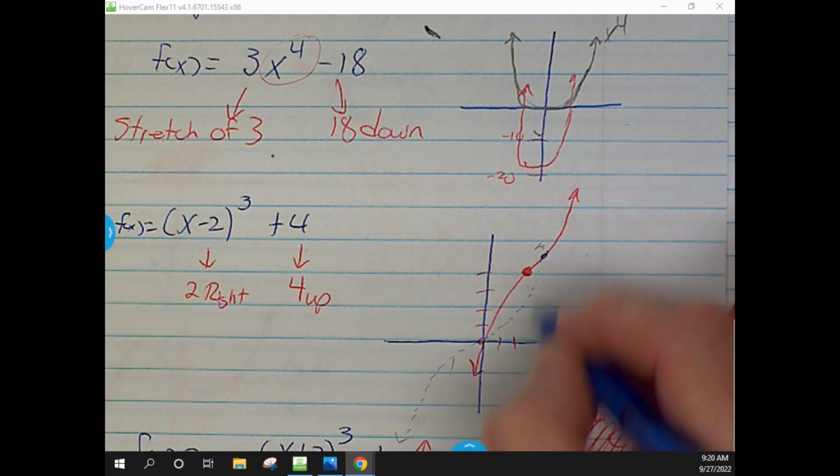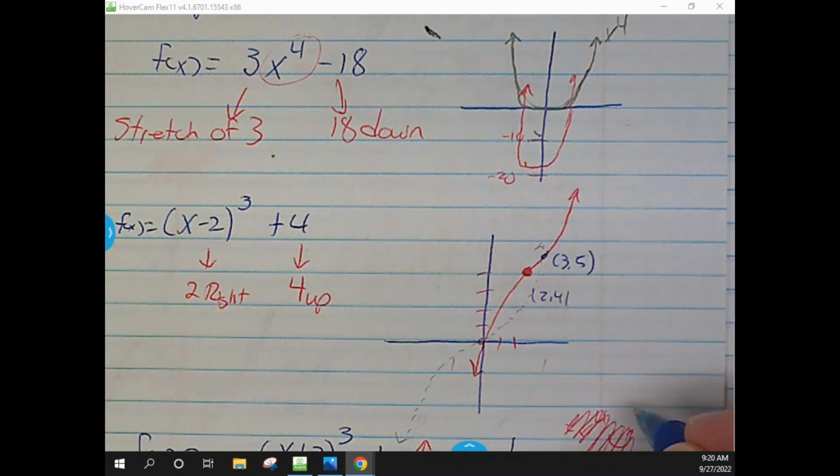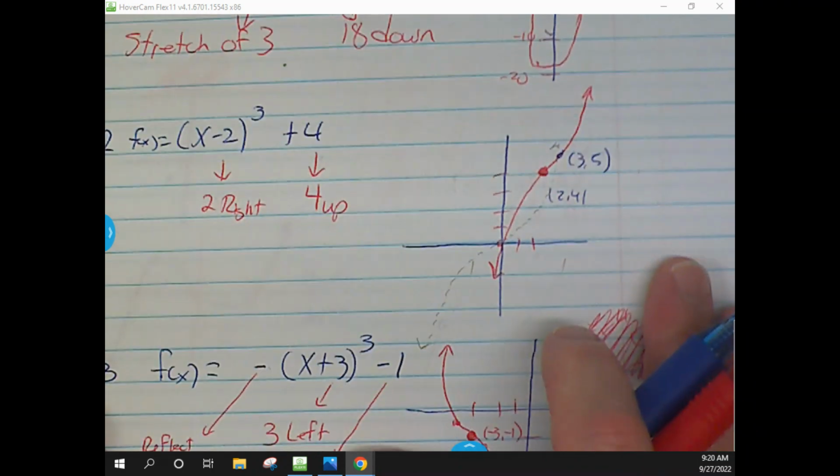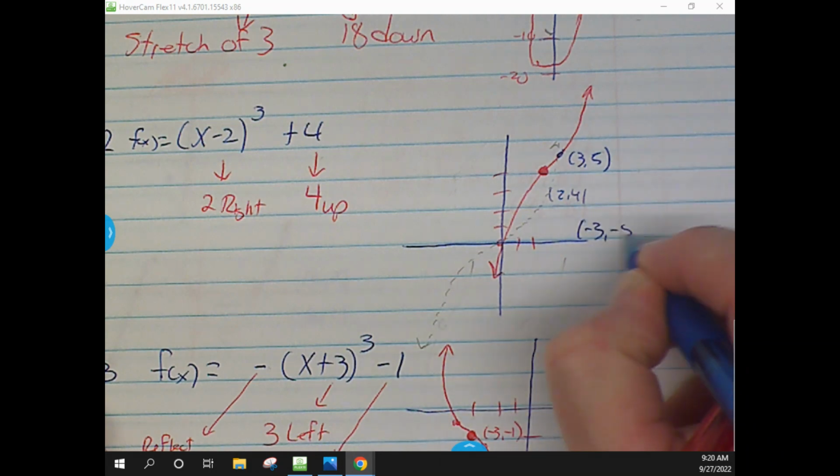If this is at 2, 4, yep, this next point would be at 3, 5. So according to the symmetry thing, if this is at 3, 5, we should have another point that would be at -3, -5.